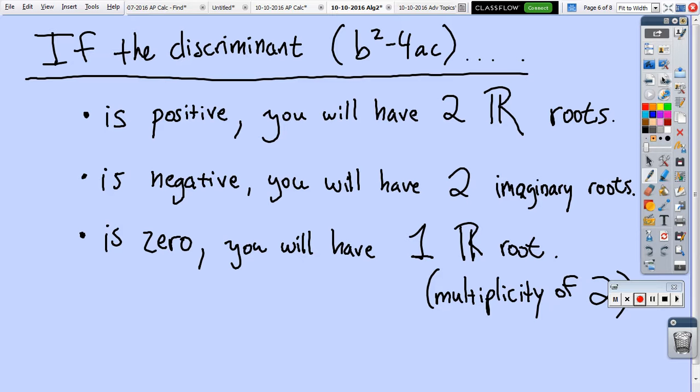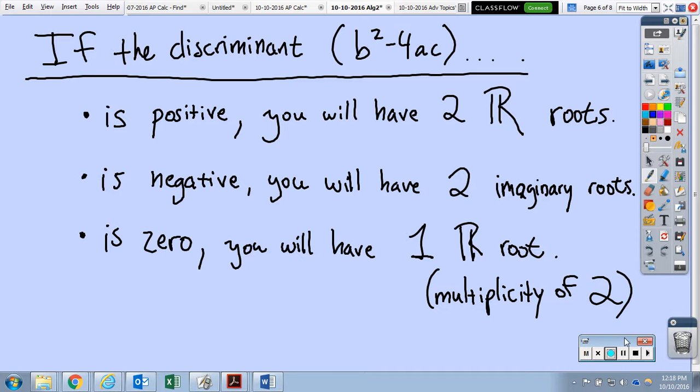If b squared minus 4ac is positive, you will have two real roots. Remember, this is the symbol for real numbers. If it is positive, you have two real roots. If it is negative, you will have two imaginary roots. And if it is 0, you will have one real root, and we say that it has a multiplicity of 2.